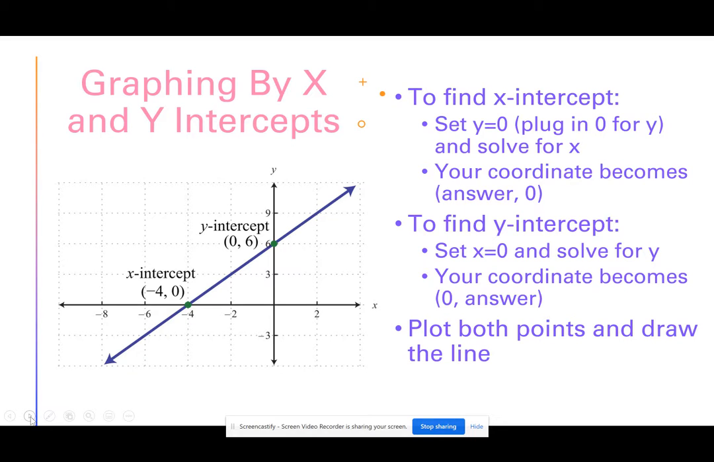To find the x-intercept, we want to set y equal to 0. So you're going to plug in 0 for y, which means that in the equation, wherever y is, you put a 0. And then you're going to solve for x. So your answer will be where you plot it on the x-axis, like -4, 0. To find the y-intercept, we set x equal to 0, and we solve for y. So then this gives us our answer to put on the y-axis.